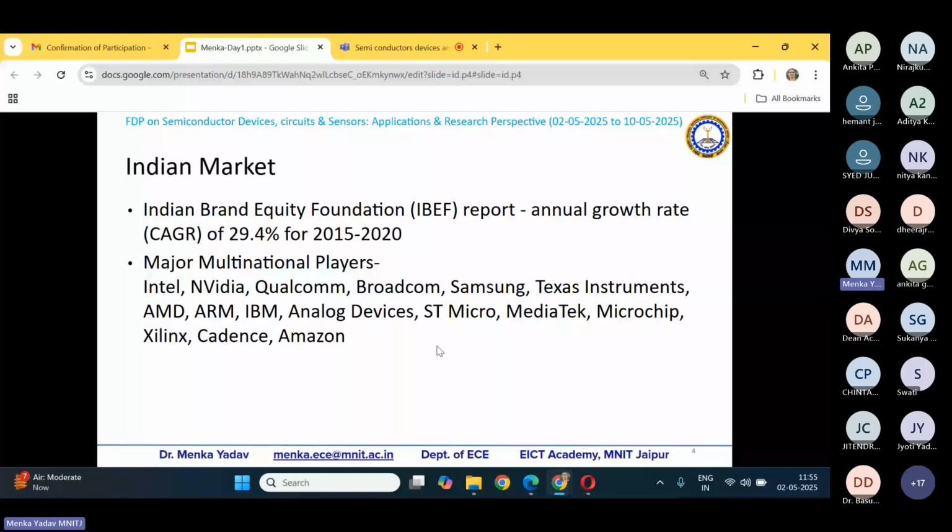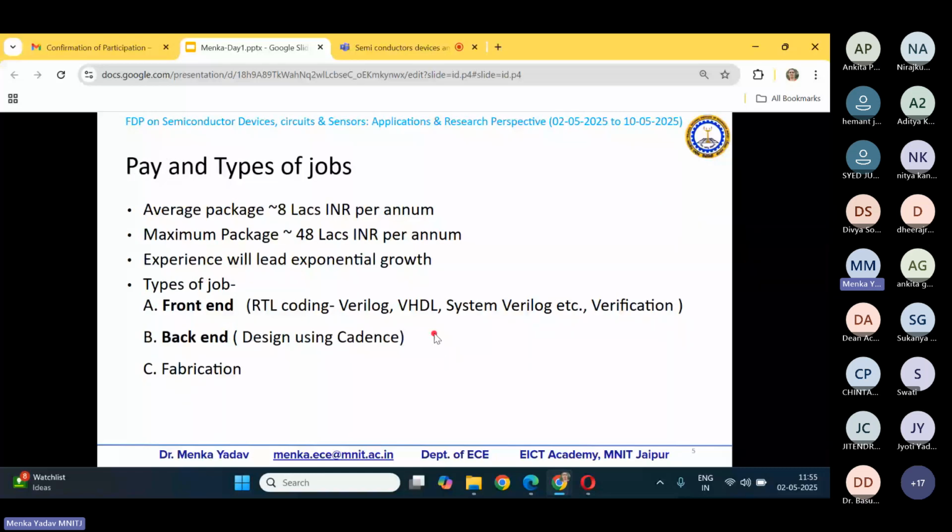These major players are offering a handsome amount of salary. What are the pay and perks offered to VLSI engineers? This is given over here. Average package is approximately 8 lakhs per annum in India, and the maximum package offered by NVIDIA is 48 lakhs INR per annum, especially to NIT and IIT people. And if you have experience, your growth will be exponential. It doesn't really matter what the college brand is. It matters what the experience is.